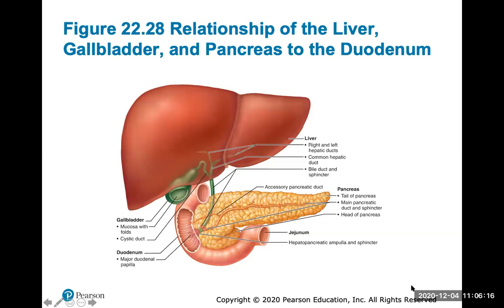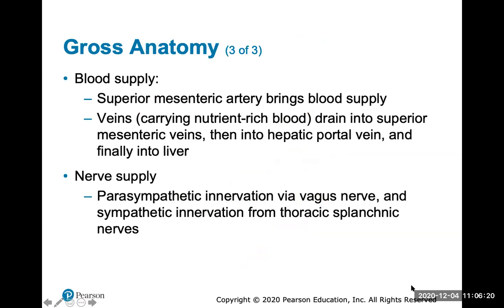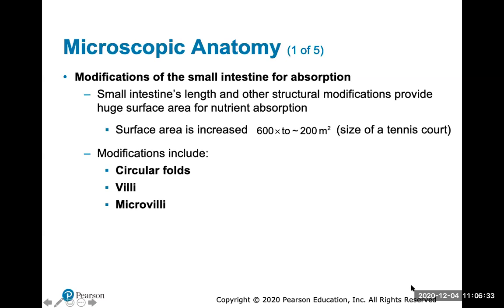Here's a look at where the duodenum is connected to those major ducts that empty out their enzymatic secretions that we just talked about. Blood supply: different arteries carry oxygen-rich blood to the duodenum. Nerve supply: it's under parasympathetic control because, again, parasympathetic is your rest and digest division. It's a little modified, with microscopic anatomy for absorption.